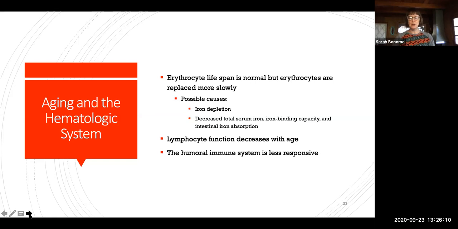With platelets, I didn't put it on here because there's no change in platelet numbers or structure, but there's some indication that they might be a little bit stickier as we get older. There's not really a lot of literature on why that is, but essentially the composition of our blood doesn't change very much as we get older, which is a good thing. But a few little things change here and there, like the speed at which we can make red blood cells, the functionality of our lymphocytes, and then the immune system being slightly less responsive as we get older.